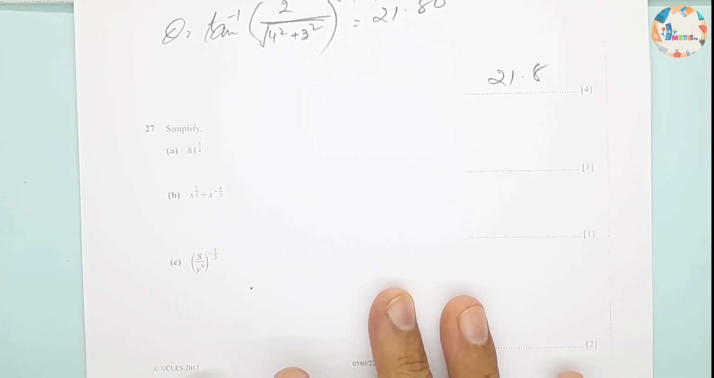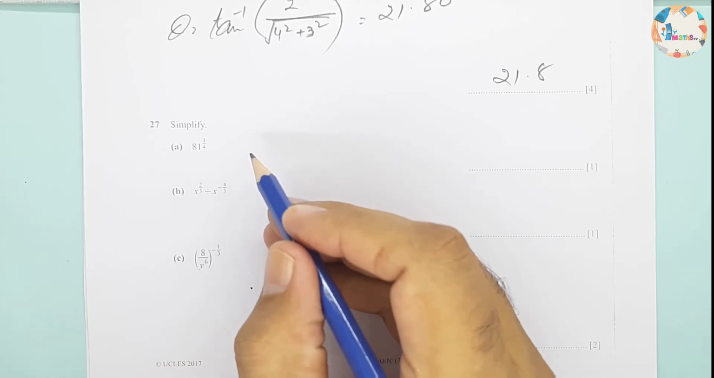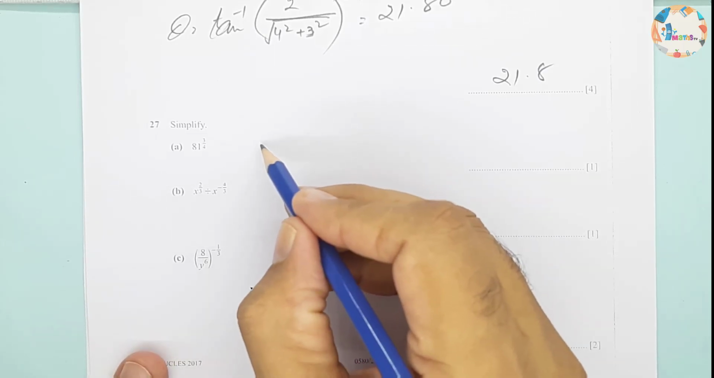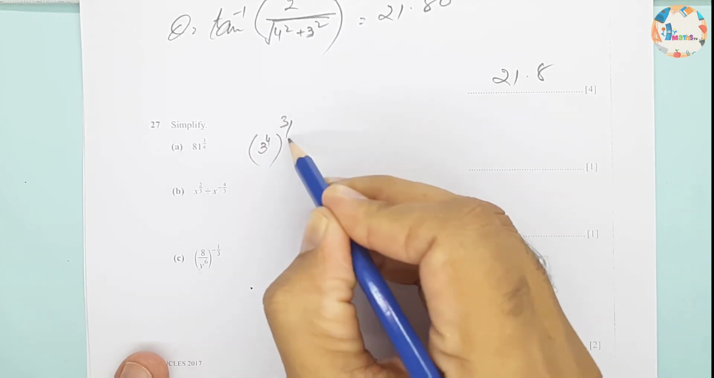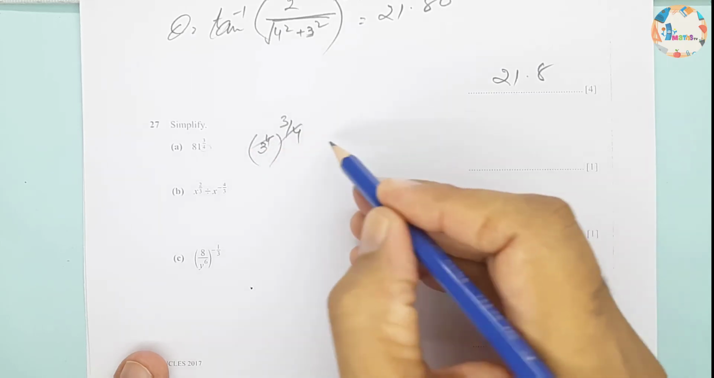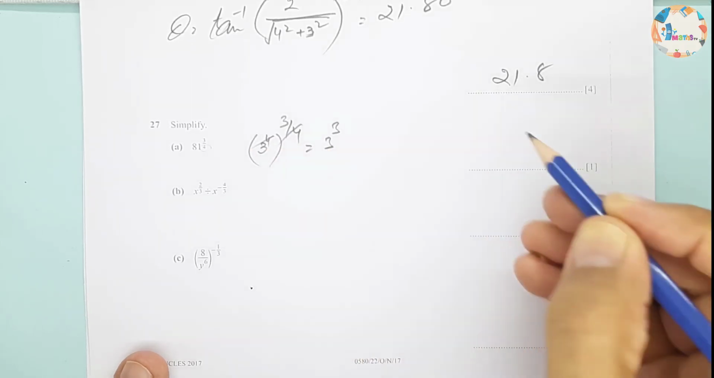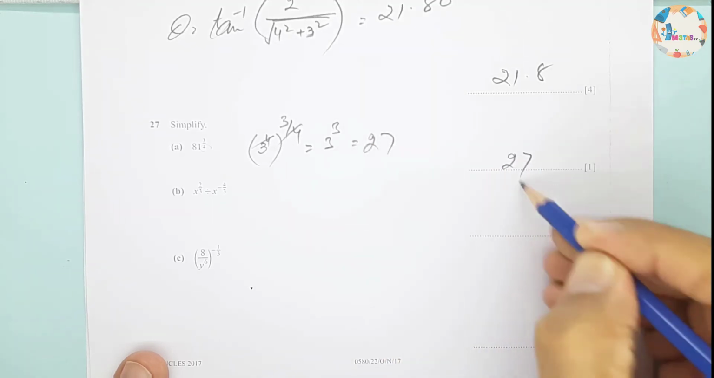Then 27, the last question, simplify this one. 81 we can write as 3 raised to 4, so whole raised to 3 by 4. This 4 is a hint for you, so we will be cancelling this. So 3 raised to 3 will be equal to 27. So our answer will be 27.